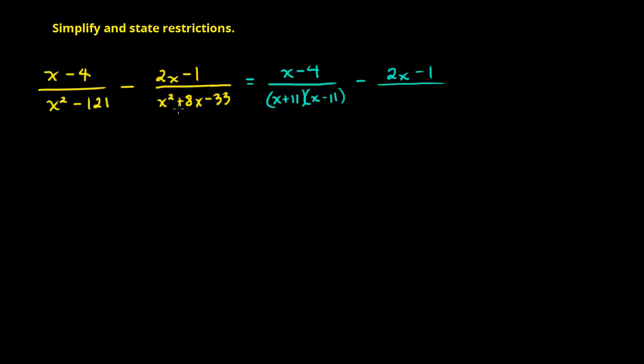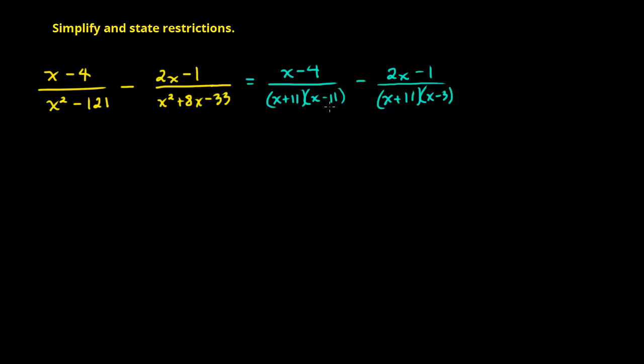Here we can factor this trinomial by saying what two numbers multiply to negative 33 and add to positive 8. So we have (x + 11) times (x - 3).